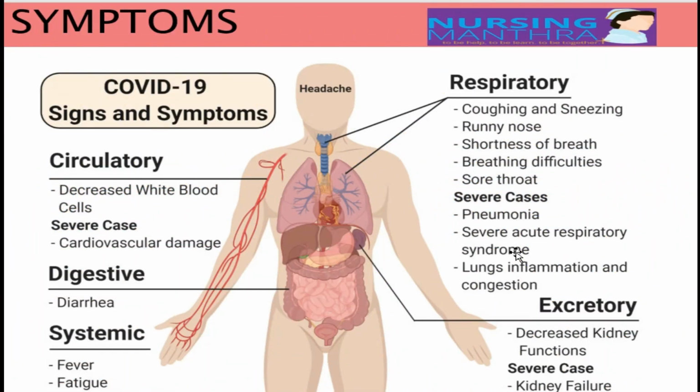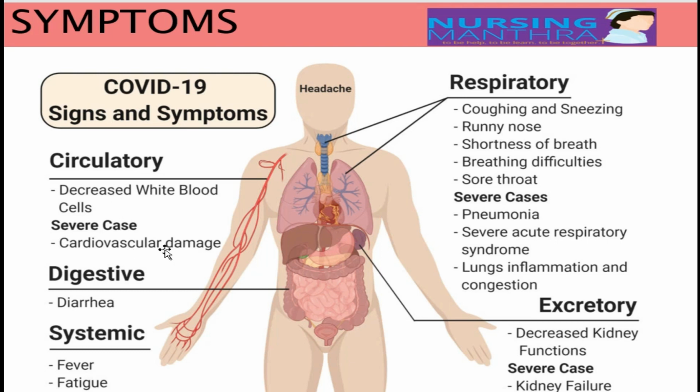We can see COVID-19 signs and symptoms and how it is affecting each system. There will be headache. The respiratory system is mainly affected: coughing, sneezing, runny nose, shortness of breath, breathing difficulties and sore throat. In severe cases, there will be pneumonia, severe acute respiratory syndrome, and lung inflammation and congestion. In the excretory system, decreased kidney function, and kidney failure in severe cases. In the circulatory system, decreased white blood cells, so the TLC count will be decreased.